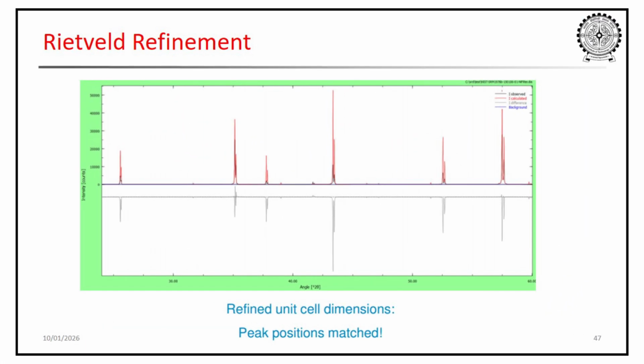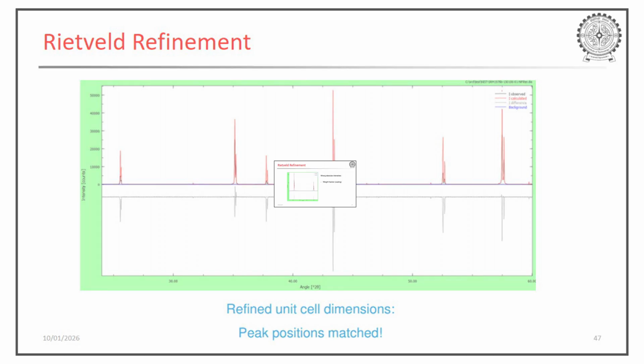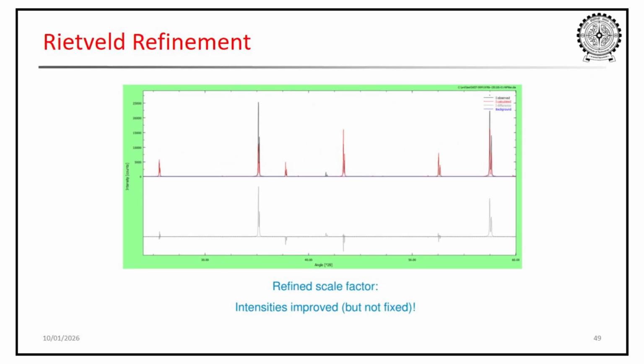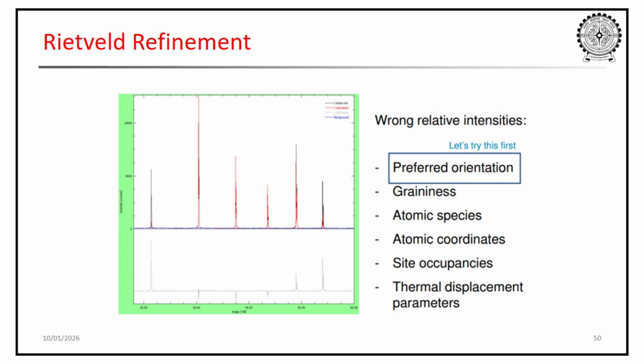Once you refine your unit cell dimensions, you see that all the peak positions are matched now. So in the previous case, you see the peak positions were not matched. There was a mismatch, right? Once you refine your unit cell dimensions, your peak positions have been matched, but the relative and the absolute intensities are still wrong. So what you could do is you have to refine the scale factor.